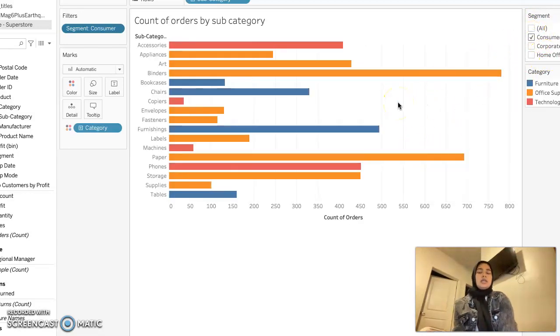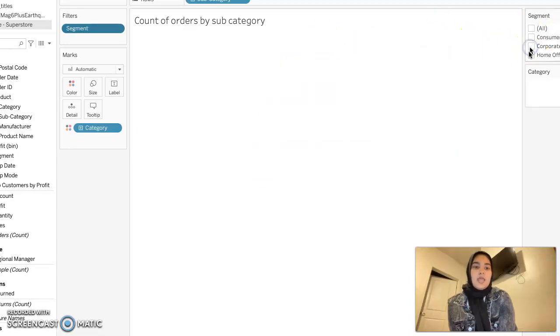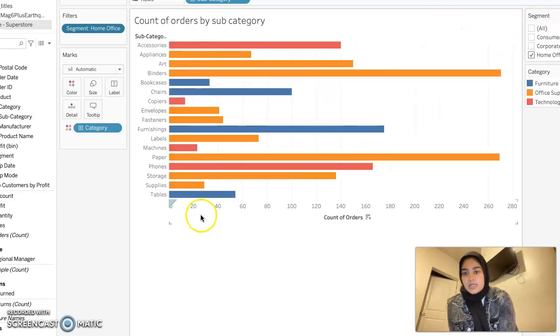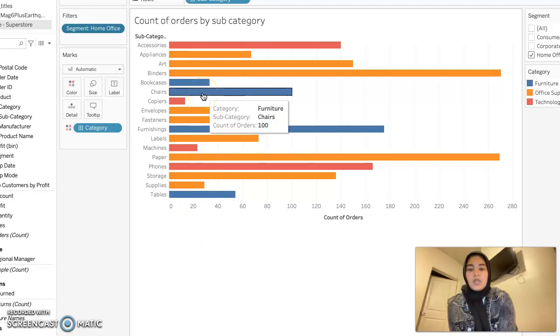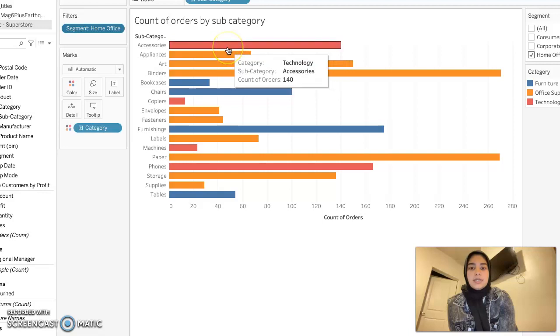If we wanted to look at the consumer sales, we can look at here. If we wanted to look at corporate, these are the numbers, and for home office, these are the numbers. Hovering over this shows the exact count of orders. For example, for accessories, which is under the technology category, there were 140 orders.